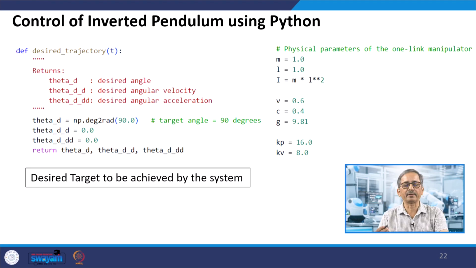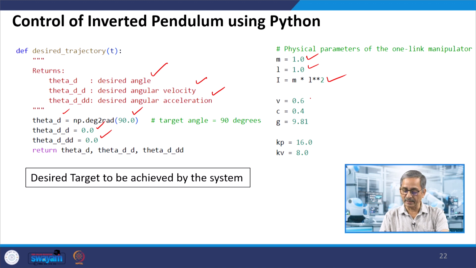Now let us try to have a feel of this control problem. I am presenting here a small Python simulation. We have the desired angle, desired angular velocity, and desired acceleration. Suppose the desired angle we want is 90 degrees, and the desired velocity and acceleration are 0, 0. Here we specify link parameters, say mass 1 kg and link length 1 meter, and I can evaluate the value of I.